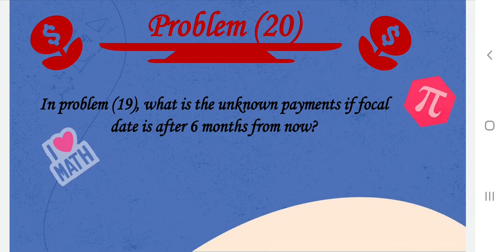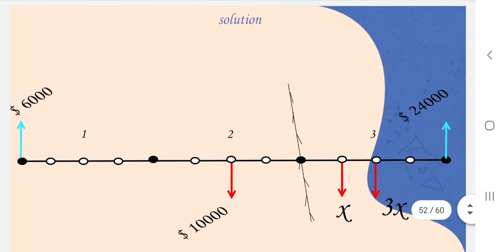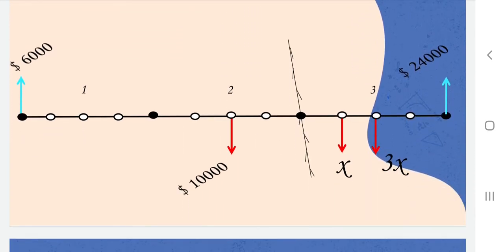Problem 20. In problem 19, what is the unknown payment if the focal date is after 6 months from now? The main formula will be: the amount of $6,000 plus the present value of $24,000 with a new n equal to the amount of $10,000 plus the present value of x plus the present value of 3x.